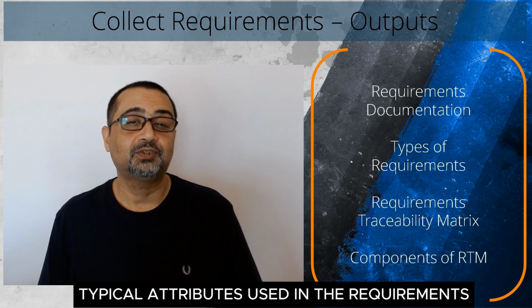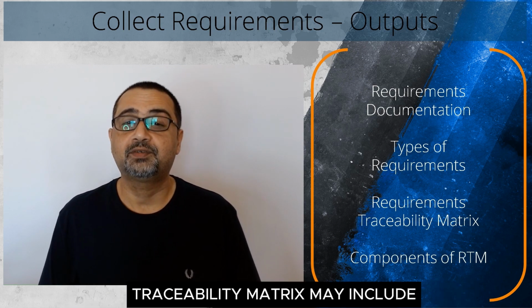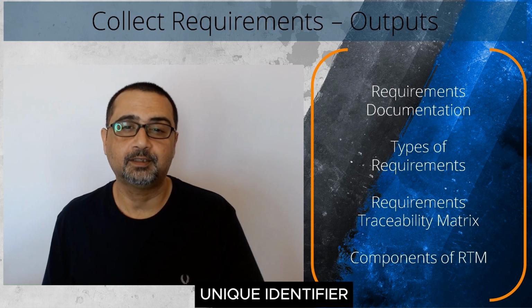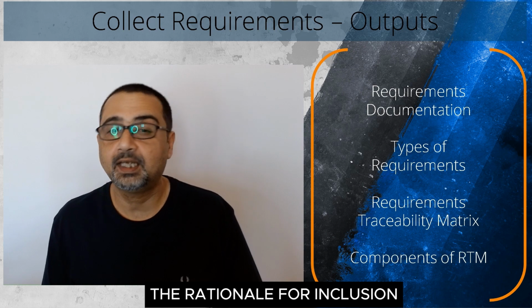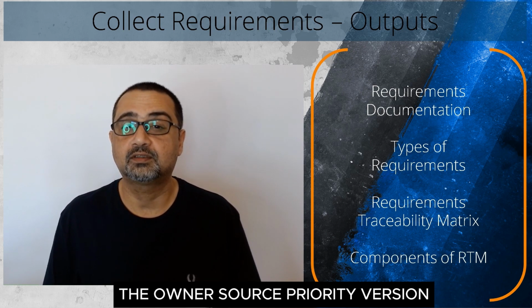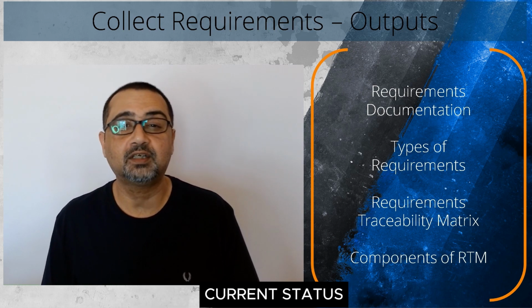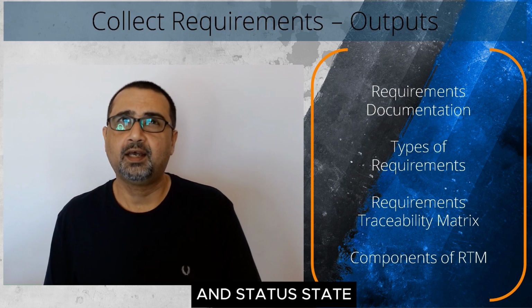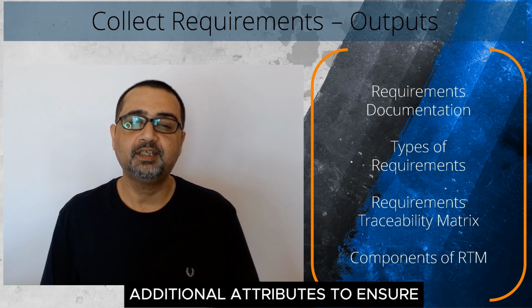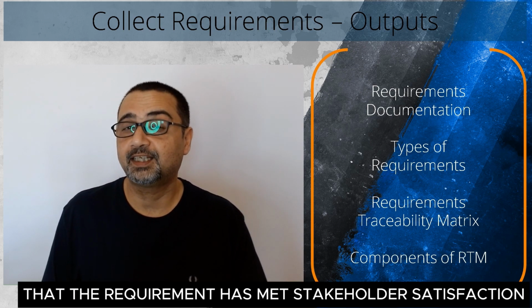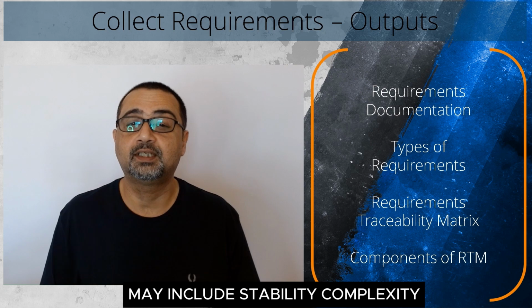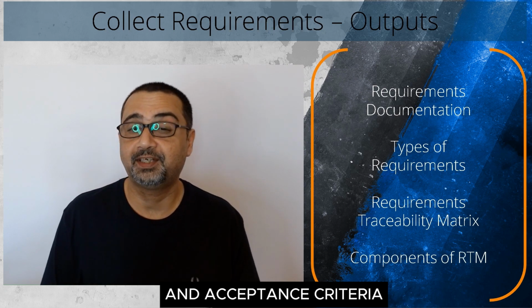Typical attributes used in the requirements traceability matrix may include unique identifier, a textual description of the requirement, the rationale for inclusion, the owner, source, priority, version, current status, and status date. Additional attributes to ensure that the requirement has met stakeholder satisfaction may include stability, complexity, and acceptance criteria.